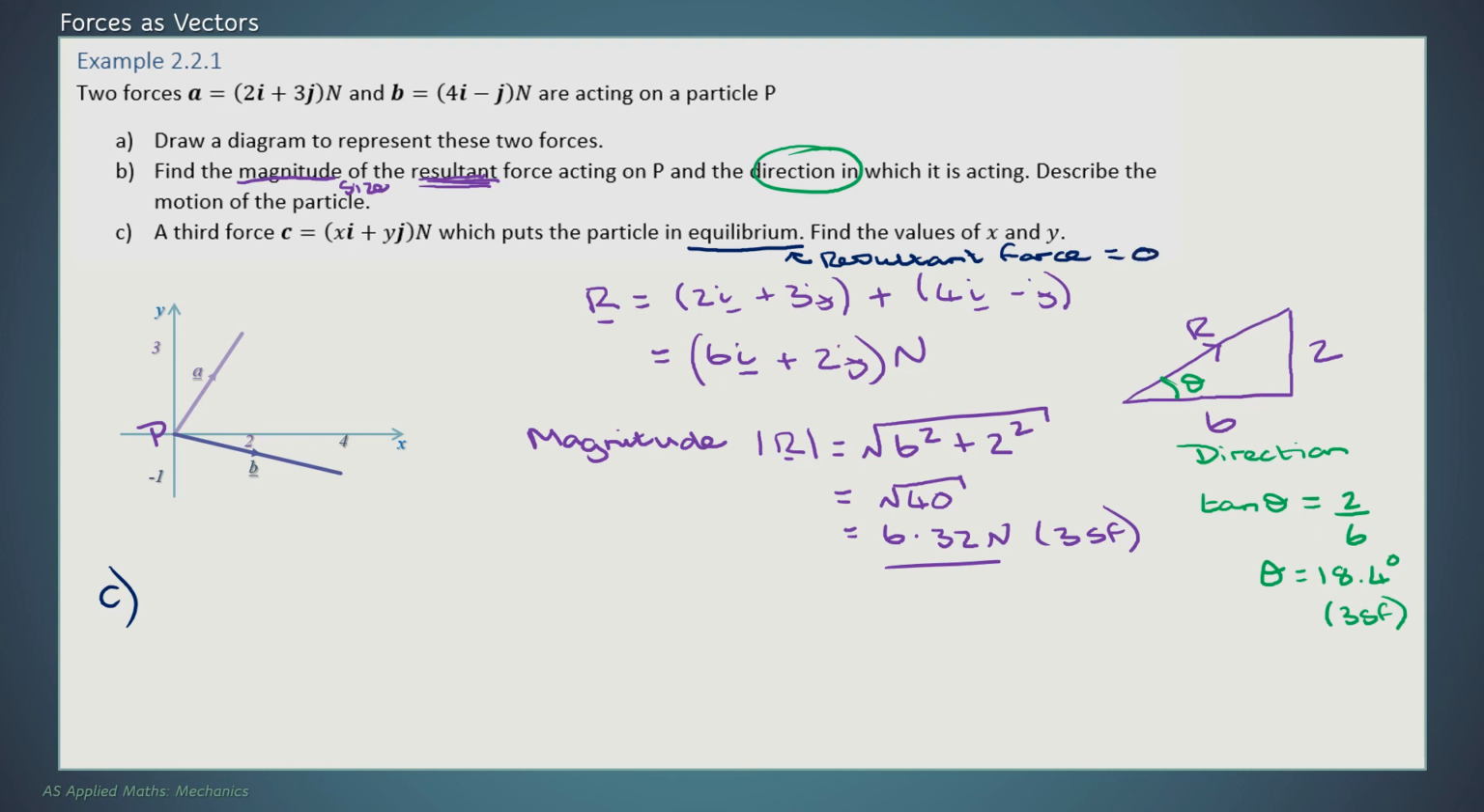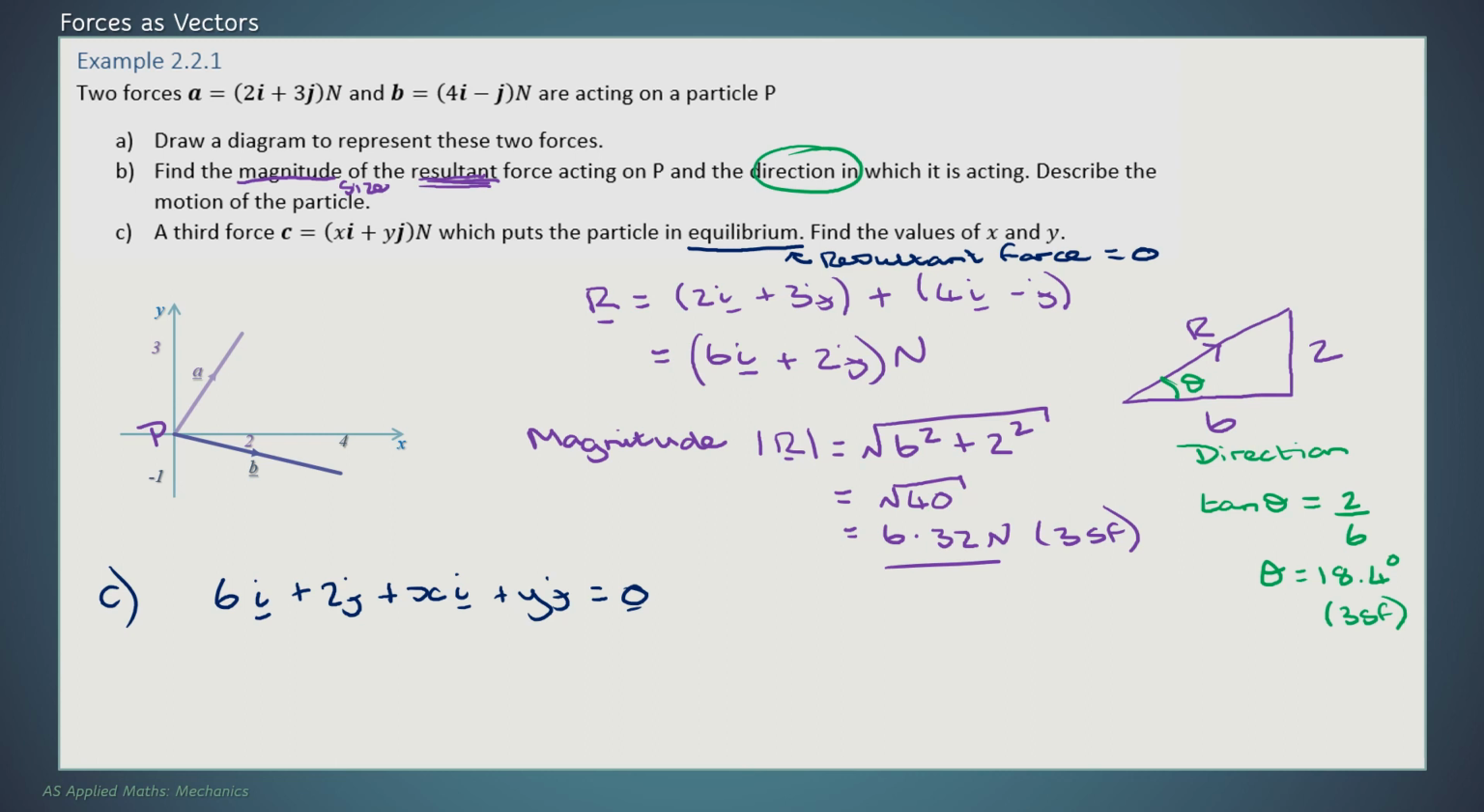when we're in equilibrium. So we've got the forces A plus B, which we've already calculated, so we know that we've got 6i plus 2j, and then I need to add my third force on, and that has to equal the 0 vector. The 0 vector is just 0i plus 0j.